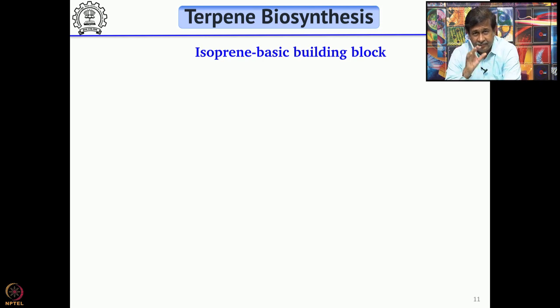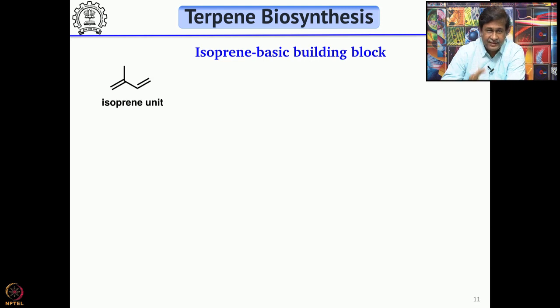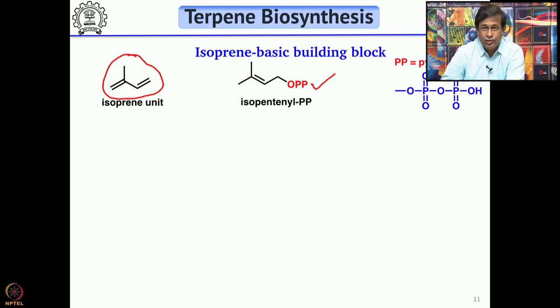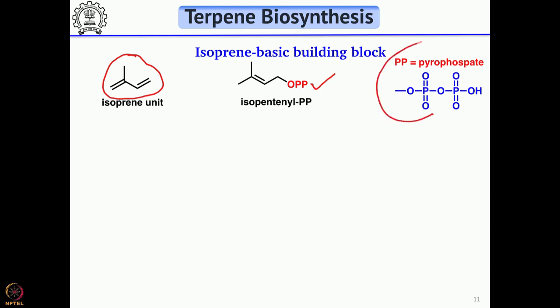If you look at terpene or steroid, the basic building block is isoprene. Okay, the basic building block is a 5-carbon unit called isoprene. But in nature, isoprene is in the form of isopentenyl pyrophosphate. This is pyrophosphate, so it's a good leaving group.